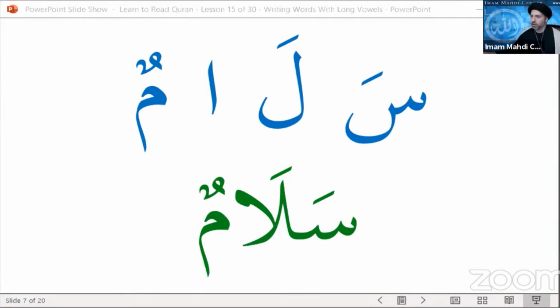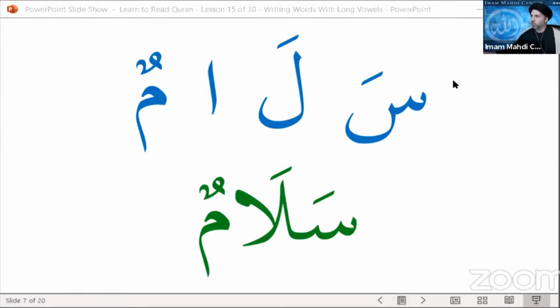So you see here now that you have the seen in its lowercase form pronounced sa with the fatha. Then the lam has fatha and alif, so this is pronounced la. Then mim with the 2 dhammas is pronounced mun. So it's sa la mun. Salamun, like when you say to each other, Salamun alaykum.